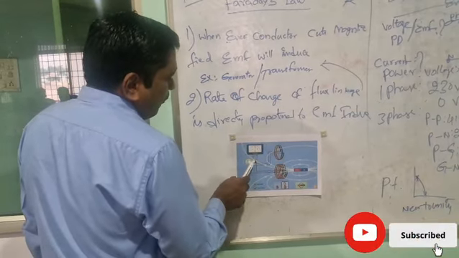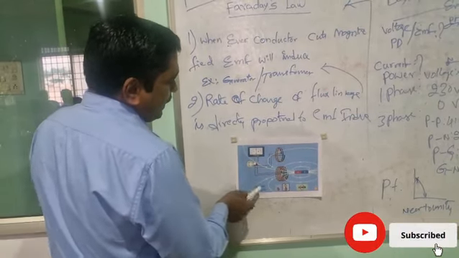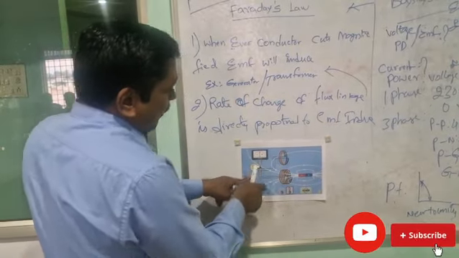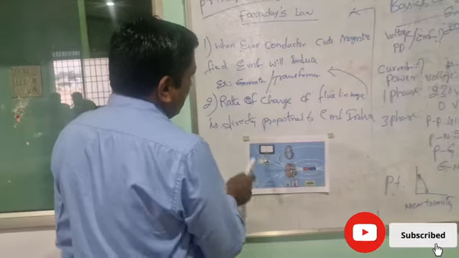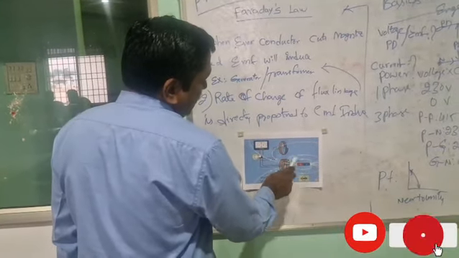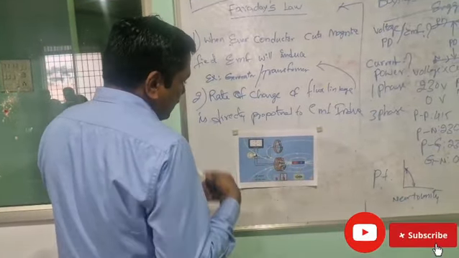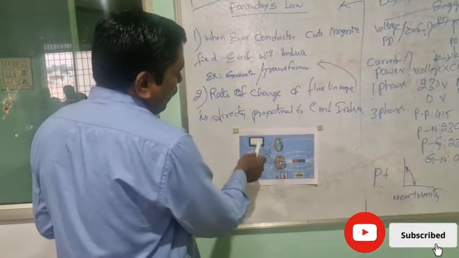The bulb will glow. Why? Because it is a paper, we are not able to show it. If we go to animation, we can see this. One more, the second law, is the rate of change of flux linkage. Based on the speed of this flux, the voltage is going to increase or decrease.